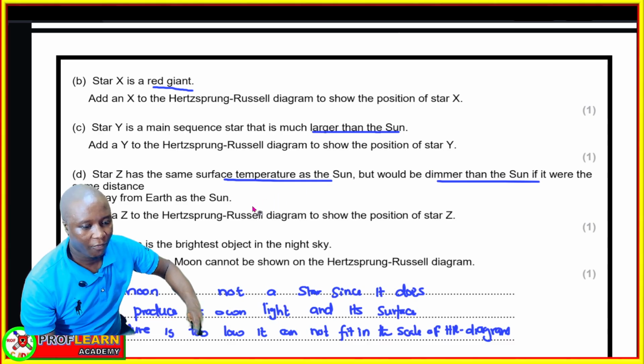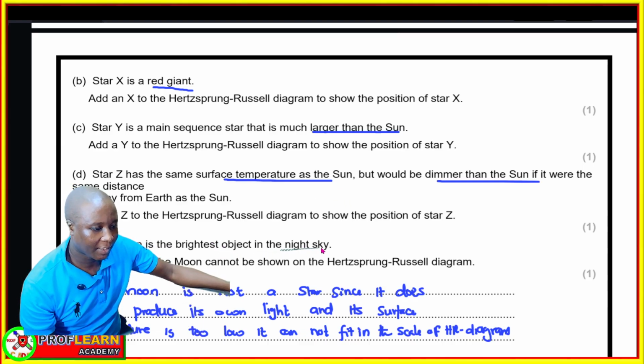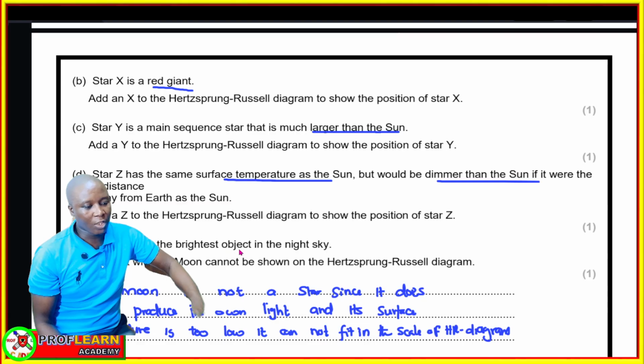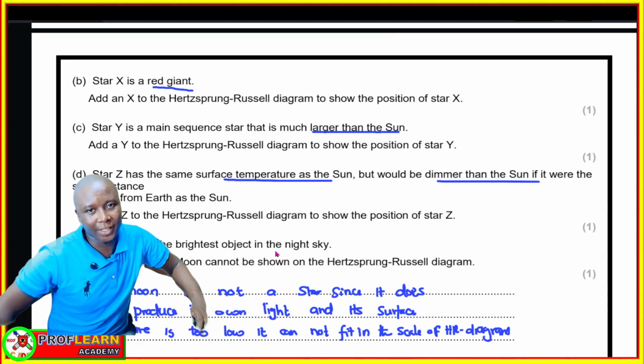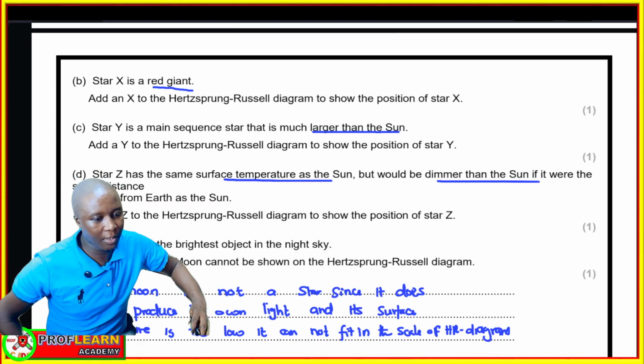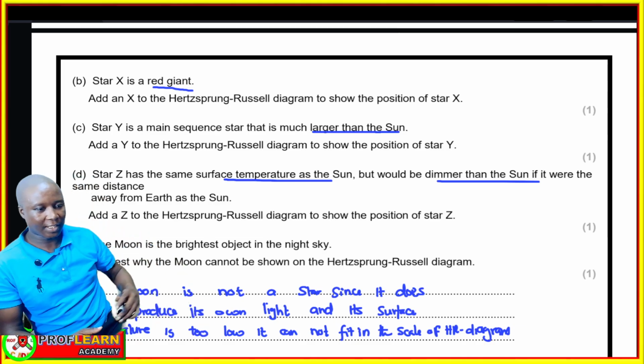And then we have question part E. The moon is the brightest object in the sky at night. Suggest why the moon cannot be shown on the Hertzsprung diagram. Why can't the moon be shown on the HR diagram?